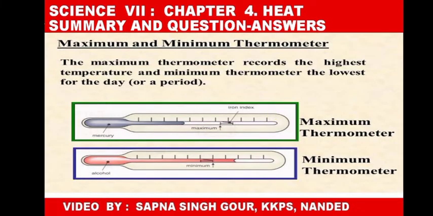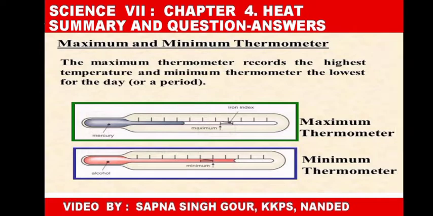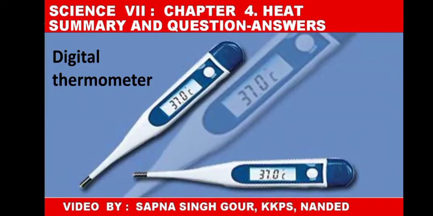Then the next point is different types of thermometer. Maximum minimum thermometer. This thermometer is used to report maximum and minimum temperatures of previous day reported in weather report. Then the next is digital thermometer. Mercury is a toxic substance and is very difficult to dispose of if a thermometer breaks. These days, digital thermometers are available which do not use mercury.